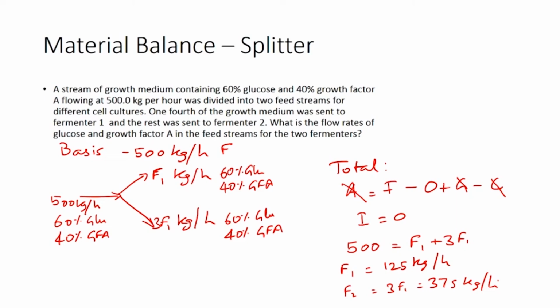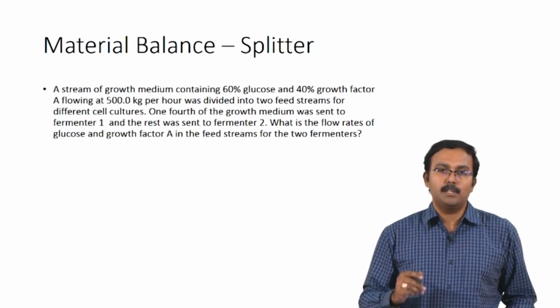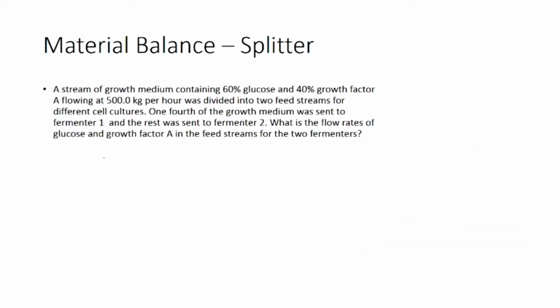When you check the question, you find that the question asks for the flow rates of glucose and growth factor A in the feed streams to the fermenters, which means our calculations have not been complete. So, we need to now calculate the amount of glucose and growth factor A present in the two streams. We already know that 60% of the streams would contain glucose.